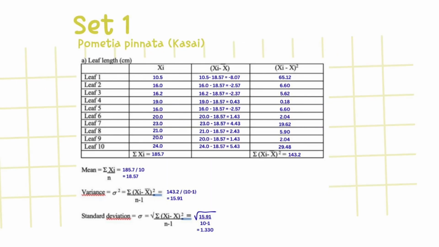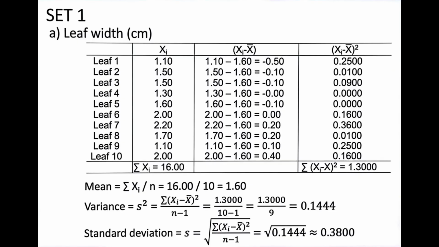This is the data for leaf length for set 1. After calculating, we got mean of 80.57 cm, variance of 15.91 cm and standard deviation of 1.330 cm. This is the leaf width for set 1. We got mean of 1.60 cm, variance of 0.1444 cm and standard deviation of 0.3800 cm.